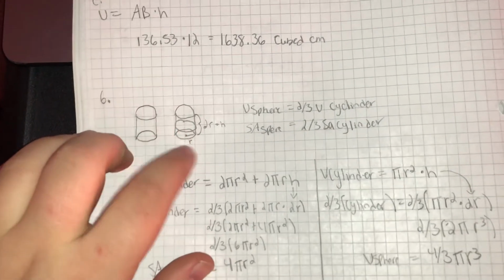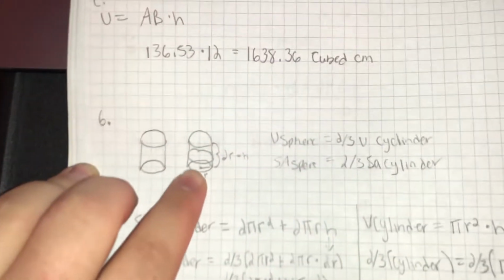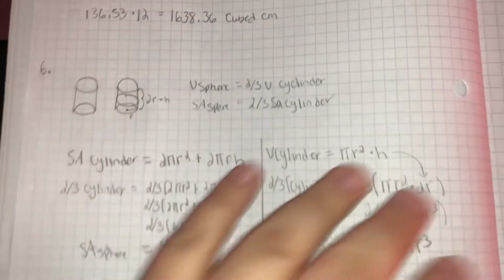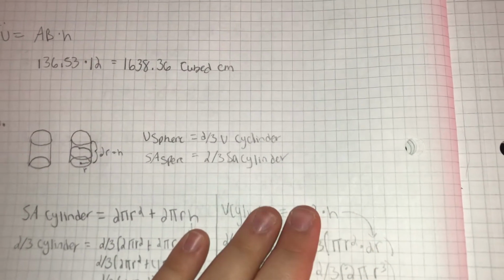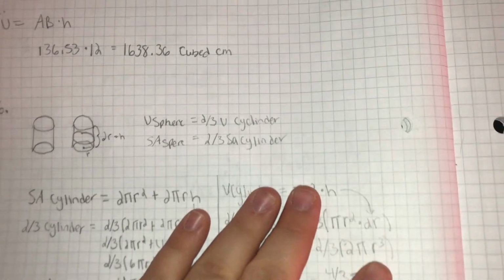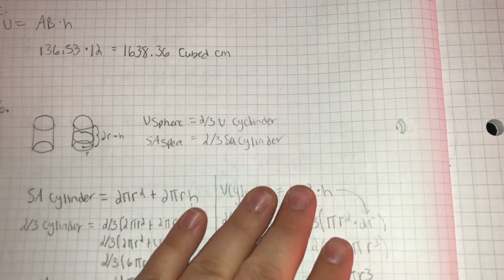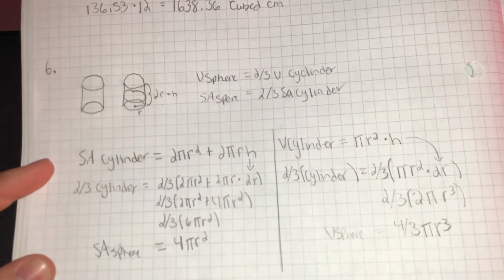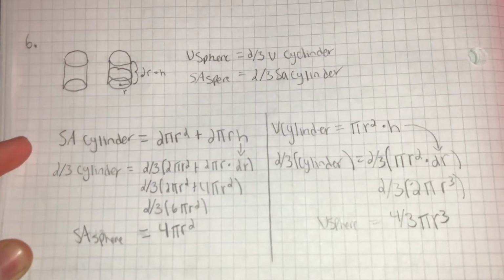Alright, so what I did was I drew a cylinder, and then I drew a sphere inside of it, and I labeled my radius, which we knew, and then I labeled my height, which we also knew was 2r. Then I knew that the relationship was that the volume of a sphere is equal to 2/3 the volume of a cylinder, and the surface area of a sphere is equal to 2/3 the surface area of a cylinder. So I knew that the surface area of a cylinder was 2 pi r squared plus 2 pi r h.